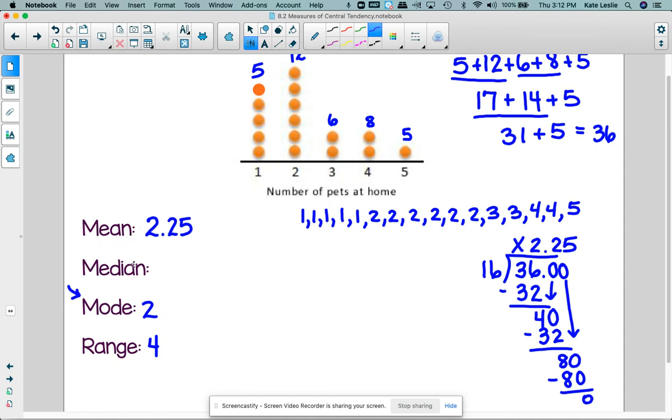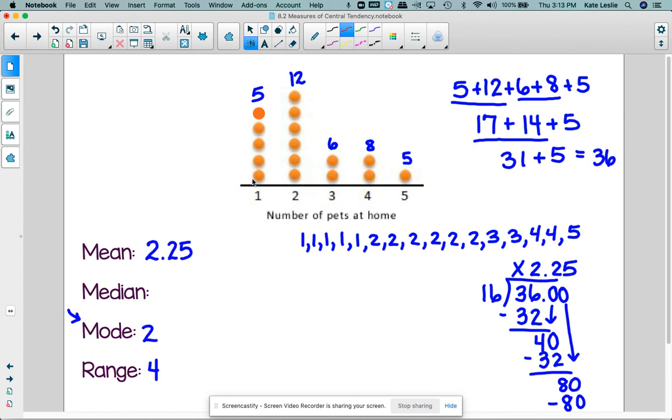And then the last thing is the median. You can do this one of two ways. You can list out your data set here, like I have done at the very beginning, or you can use these dots and cross off one low, one high. A lot of kids like to do that because then they're not actually dealing with the numbers.